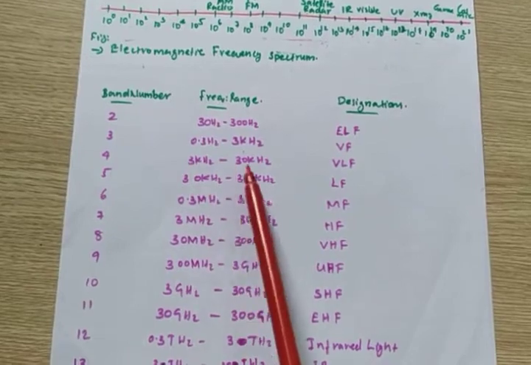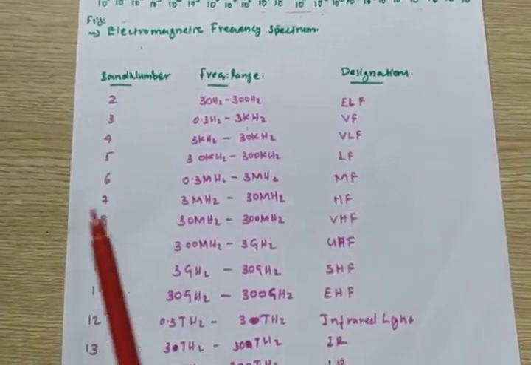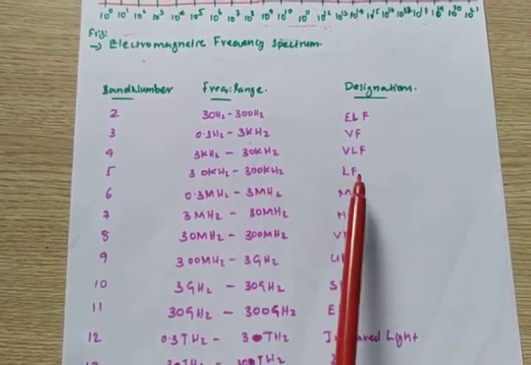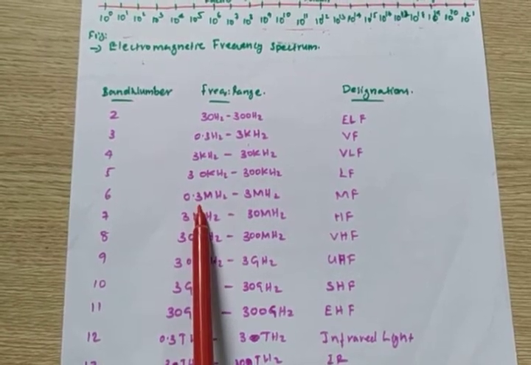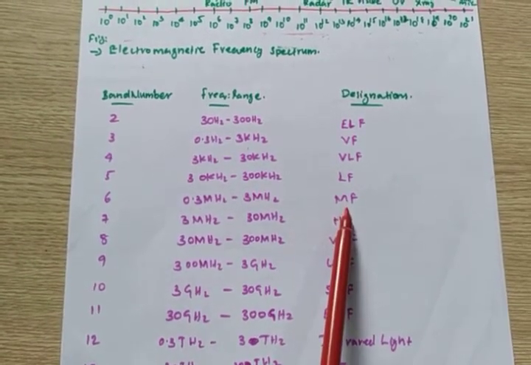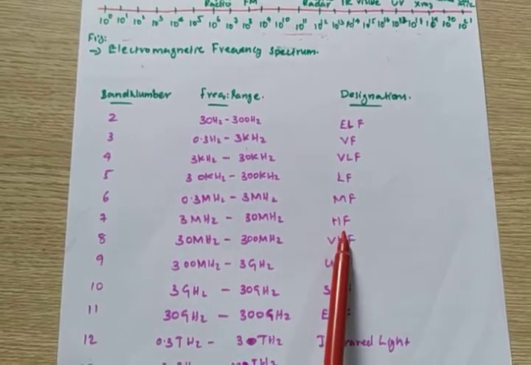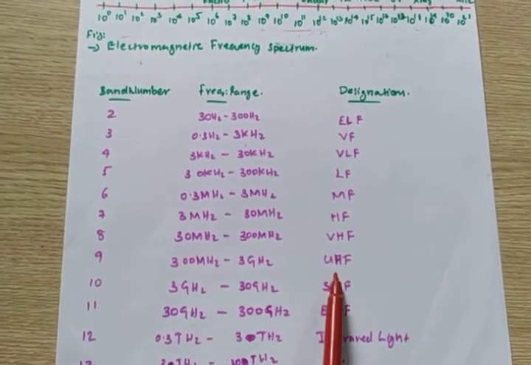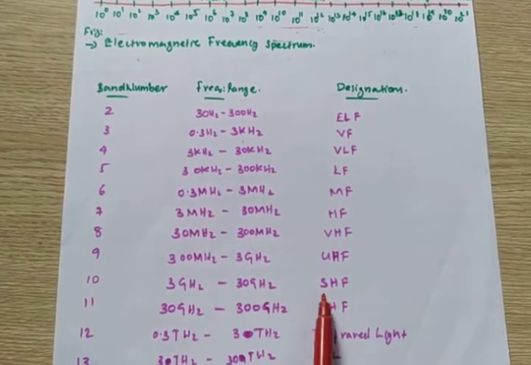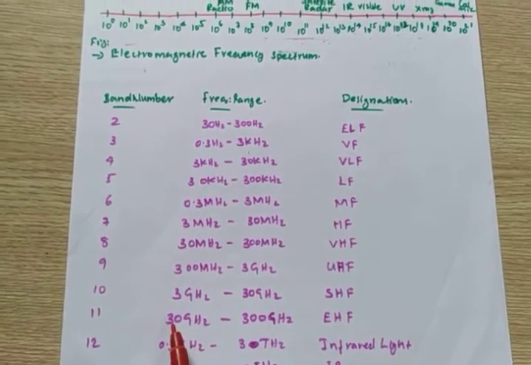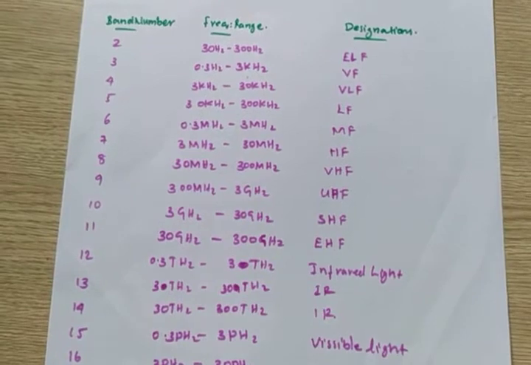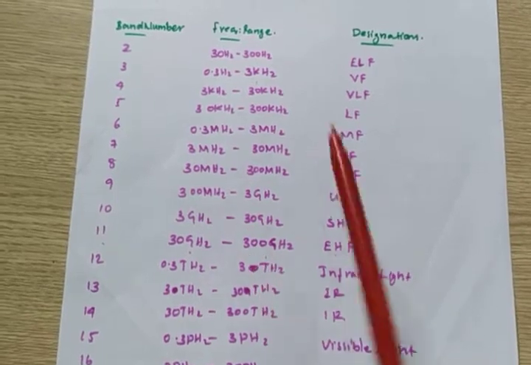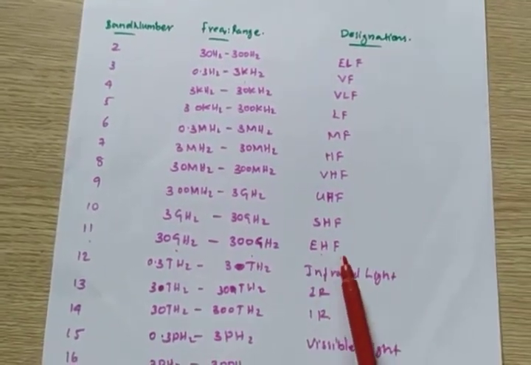Next, band 4, 3 kilohertz to 30 kilohertz, is very low frequency. Then band 5, 30 kilohertz to 300 kilohertz, low frequency. Band 6, 0.3 megahertz to 3 megahertz, is medium frequency. 3 megahertz to 30 megahertz, high frequency. 30 megahertz to 300 megahertz, very high frequency. 300 megahertz to 3 gigahertz, ultra high frequency. 3 gigahertz to 30 gigahertz, super high frequency. Then 30 gigahertz to 300 gigahertz, extremely high frequency. Here we have extremely low frequency, and here we have extremely high frequency.